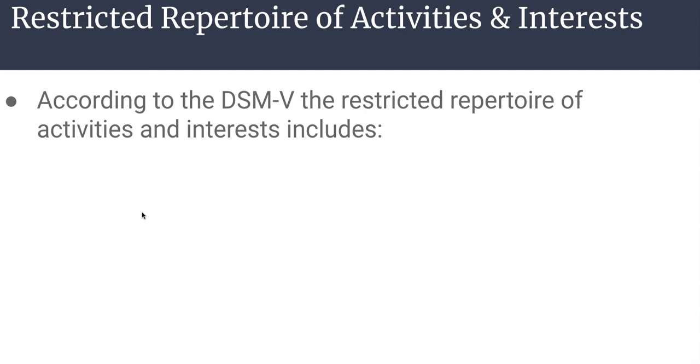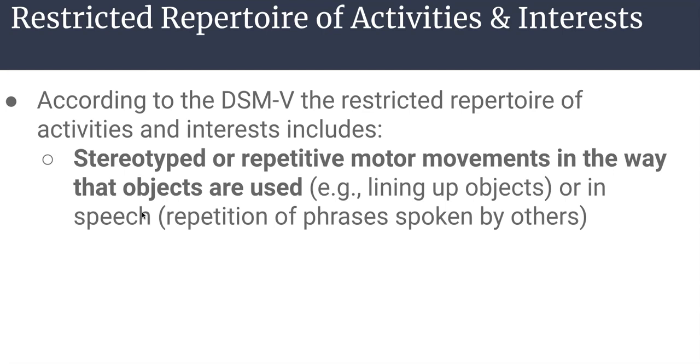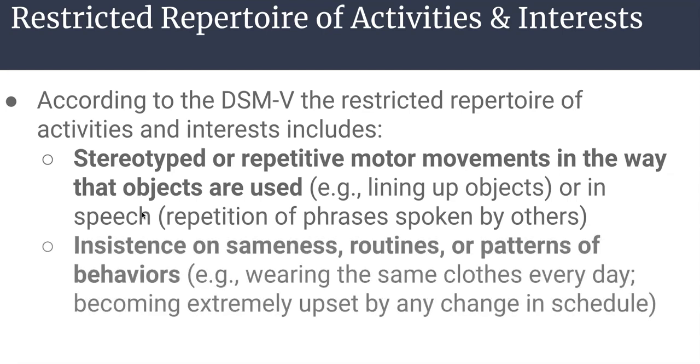According to the DSM-5, the restricted repertoire of activities and interests include stereotyped or repetitive motor movements in the way that objects are used, so lining up objects, or in speech, repeating of phrases spoken by others, repeating of words or phrases that they've said, insistence on sameness, routines, patterns of behaviors, so wearing the same clothes every day, becoming upset by any change in schedule.